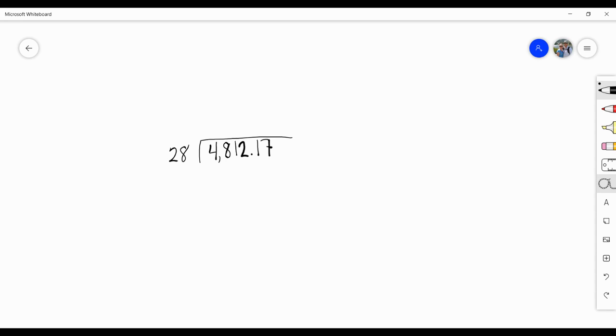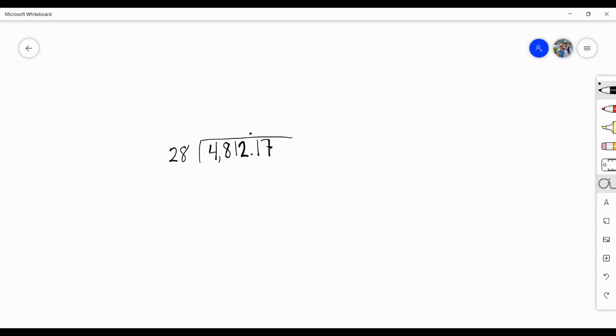To begin, if we have a problem like 4,812 and 17 hundredths, the first thing we do is look and see that there's a decimal. Then we place that decimal straight up above it in the quotient. So I would place my decimal right here. Now I follow all the same steps that I take to divide normally.